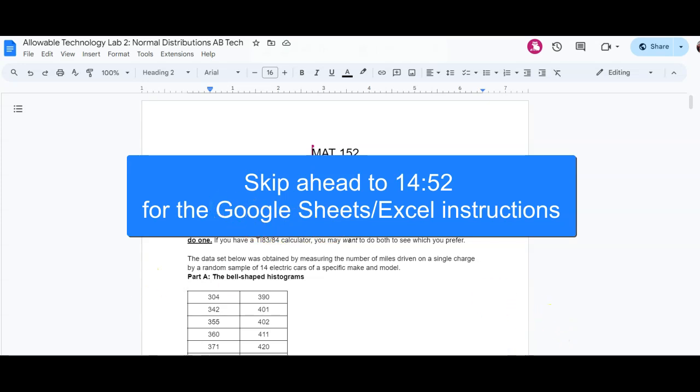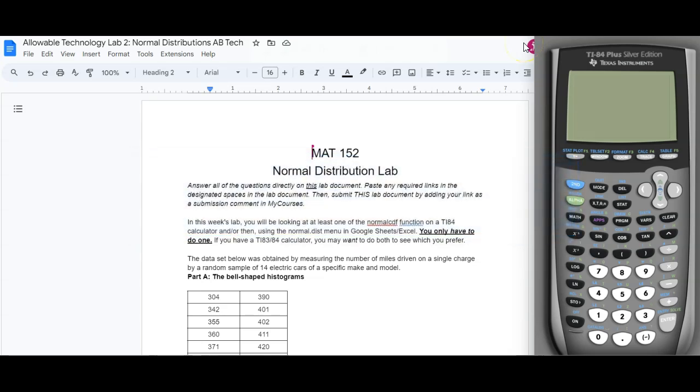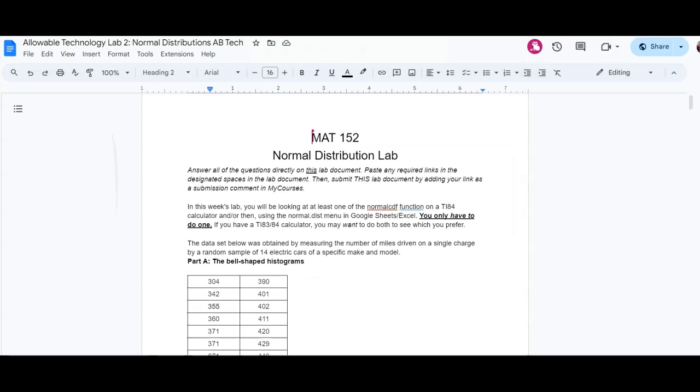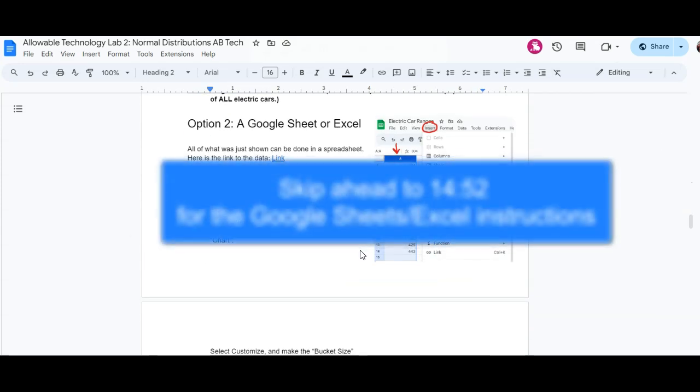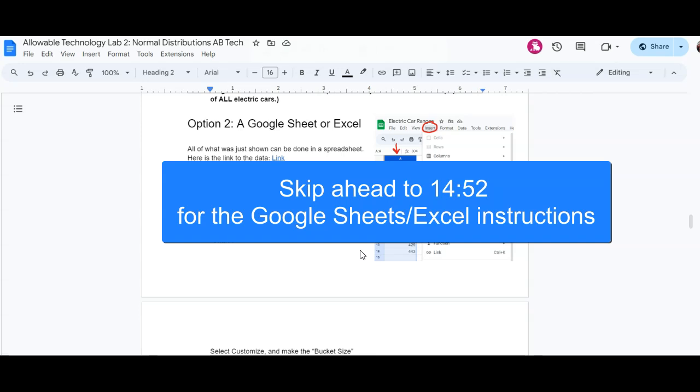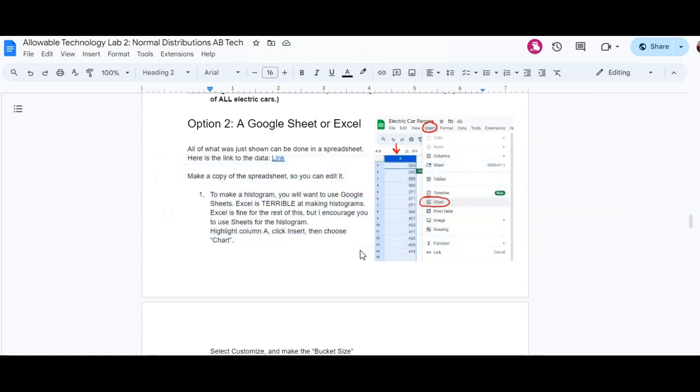So I have a TI-84 here that I'm going to use for the first part of this lab, and the commands for a TI-83 are the same. There's just one slight little difference, and I'll talk about it when we get in there. But at the very end of the lab, I switch over to doing it again with Google Sheets. So you don't have to do the first part of the lab at all if you're going to do the Google Sheets. You just have to do one part of it.